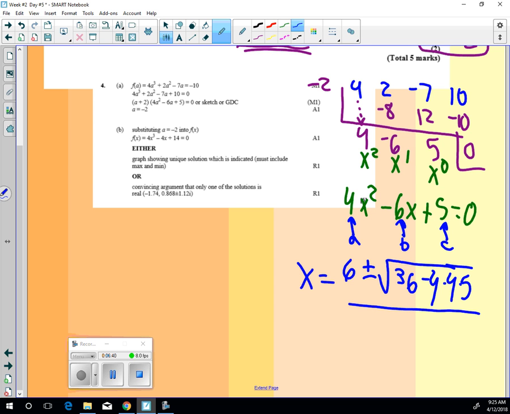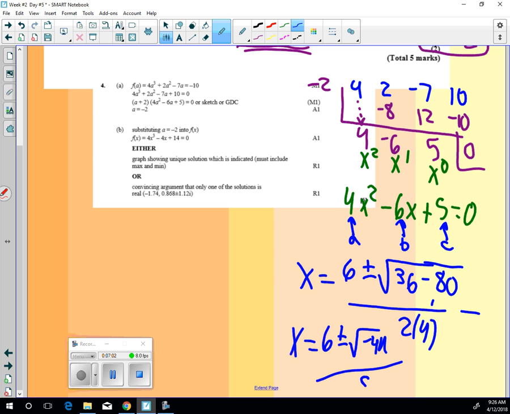all over 2 times 4. Now, this 4 times 4, this is 20 times 4. This is going to be 80. So 36 minus 80, what's going to happen with that? That'll be negative. So x is equal to 6 plus or minus the square root of negative 44 over 8.